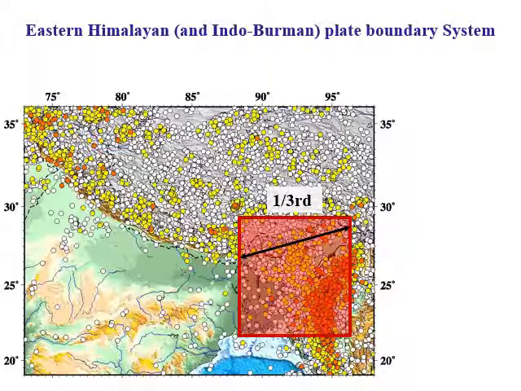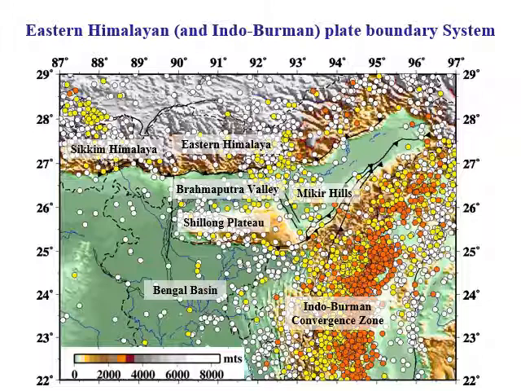Next, I'll zoom into this region and talk about the major tectonic units. This is the region which I refer to as the Eastern Himalayan plate boundary system. To the north you have the Eastern and the Sikkim Himalayas. This is followed by the Brahmaputra Valley, which is the foreland basin south of the Eastern Himalayas. To the south of the Brahmaputra Valley you have these elevated spurs of rocks in the Shillong Plateau and the Mikir Hills. And south of the Shillong Plateau is the Bengal Basin sediments, and to the east of it is the Indo-Burman plate boundary convergence zone.